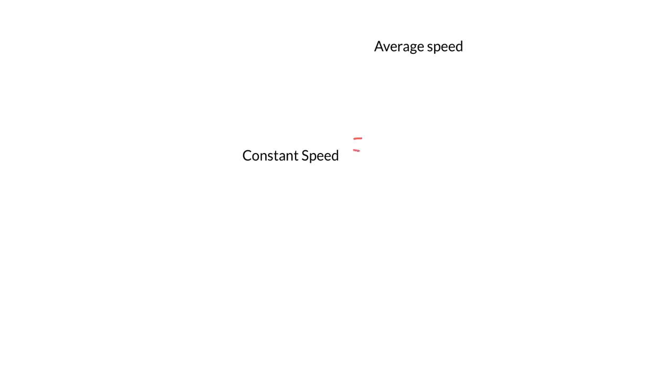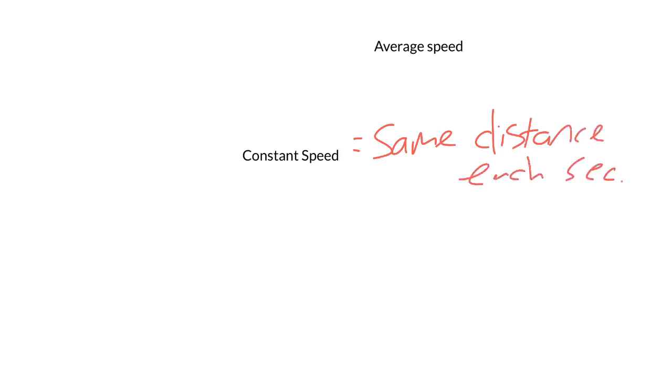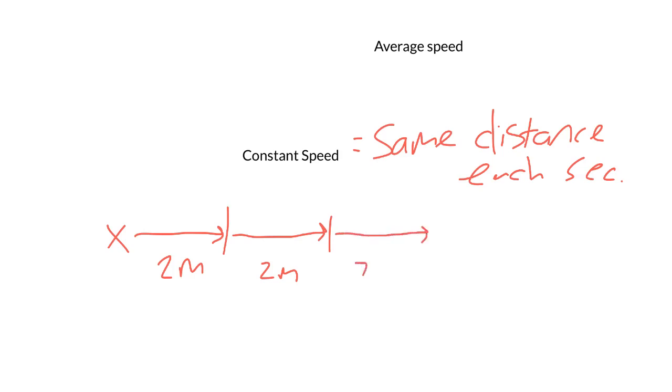So constant speed means the same amount of distance each second. Let's say in my example I used at the start, this guy moved 2 meters, and he did it in 1 second. And then he again moved 2 meters in another second. And then he did it again, 2 meters in another second. So this guy is moving the same amount of distance every second. He's moving at the exact same speed each time: 2 meters per second, 2 meters per second, 2 meters per second. And so he is traveling at a constant speed.